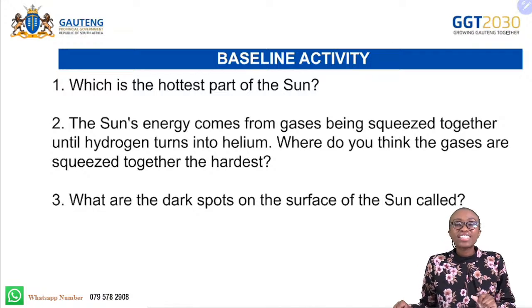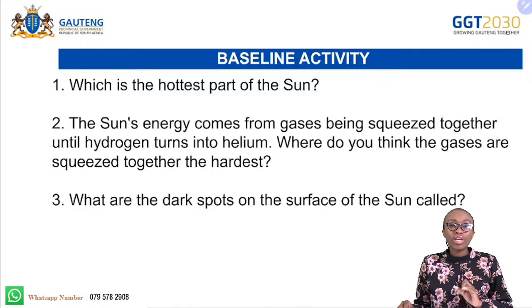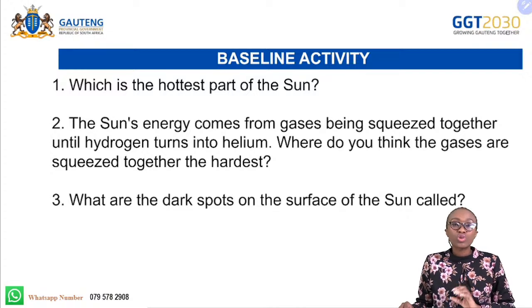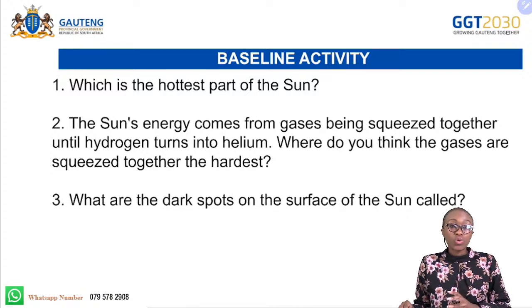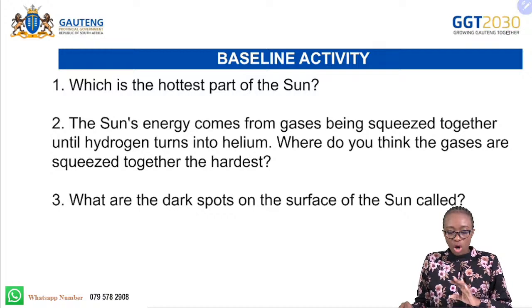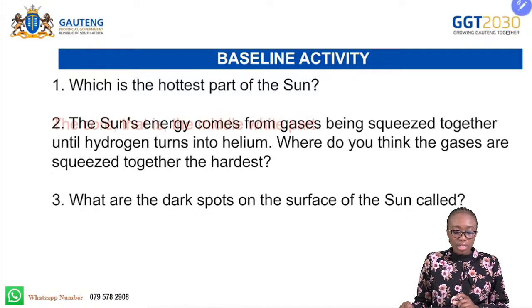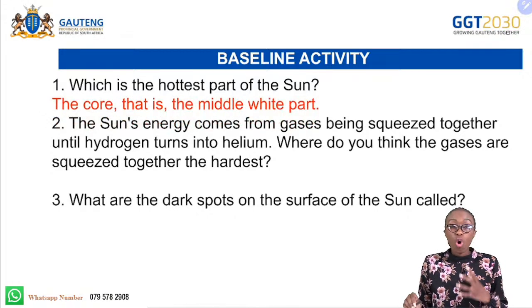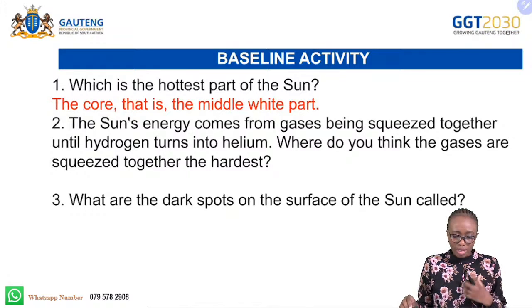Welcome back, grade 8. I'm sure you've been busy working on the baseline activity. So now let's do the solutions together. The first question read, which is the hottest part of the sun? The hottest part of the sun is the core. What is the core? The core is the middle part.